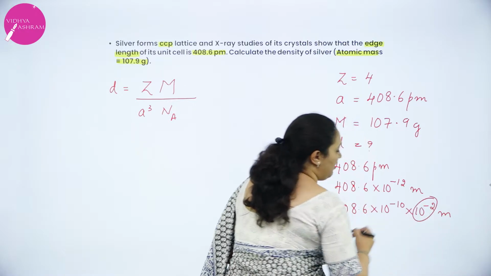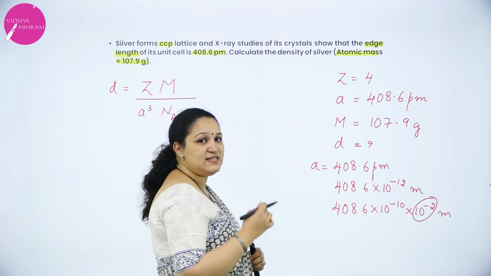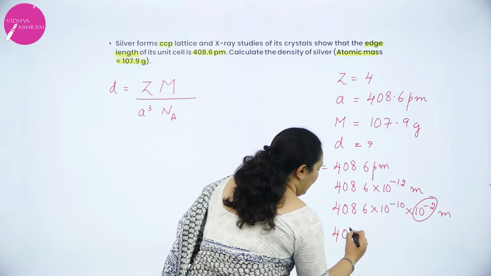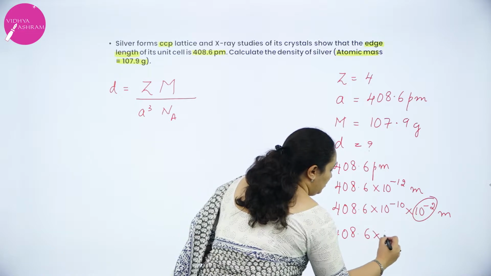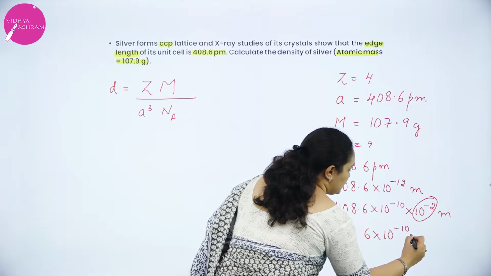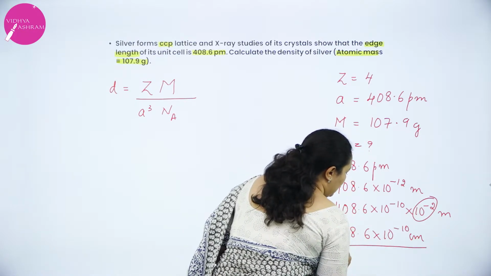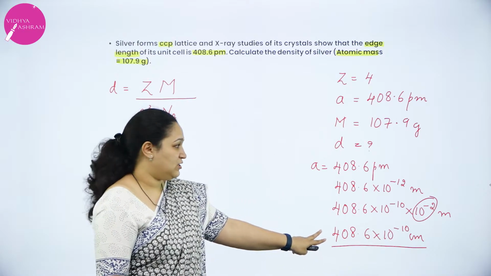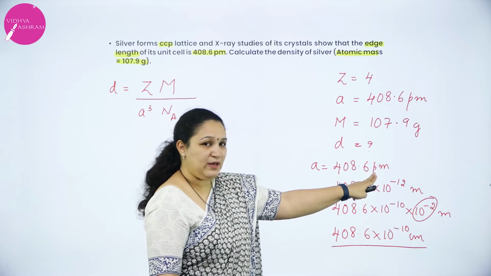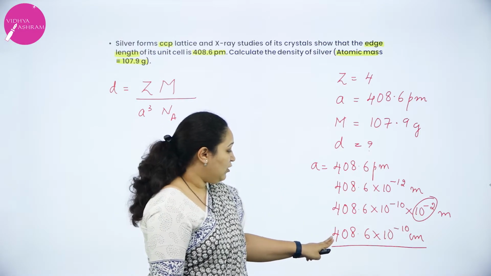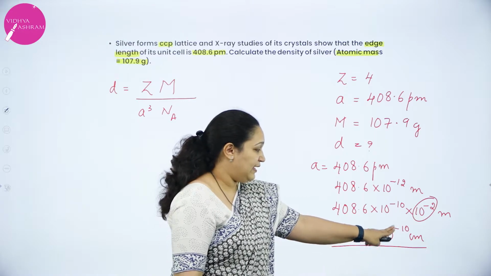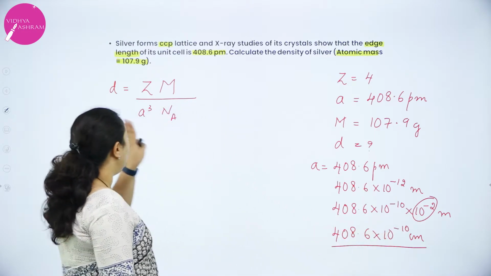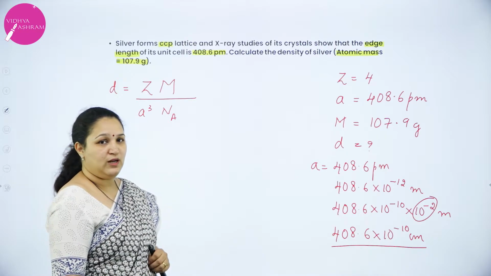Now what is 10 to the power minus 2 called as? It is called as centi. So I can write it as 408.6 into 10 to the power minus 10 centimeter. So this is the value which you have got after conversion. 408.6 picometer is nothing but 408.6 into 10 to the power minus 10 centimeters. This value we have to substitute in our formula.